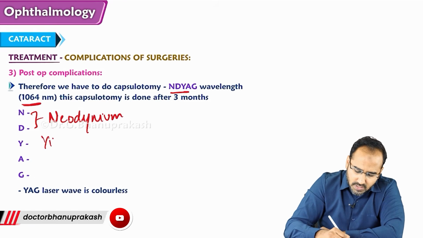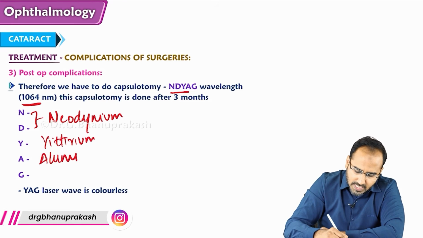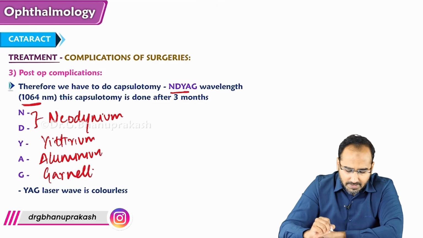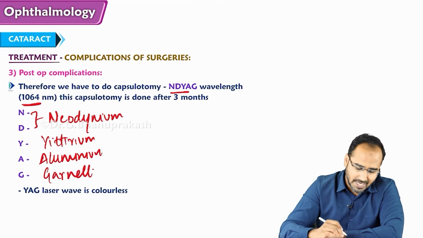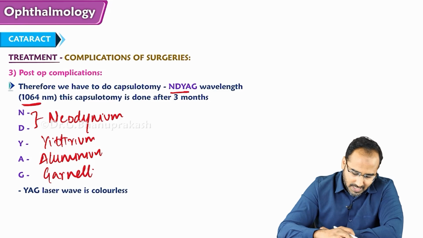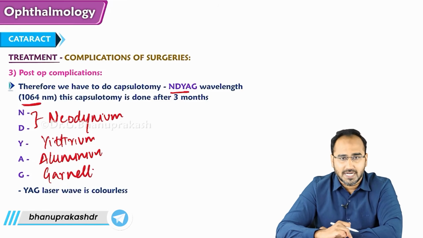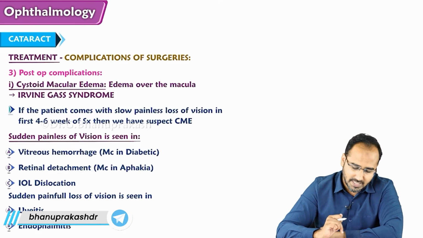Y stands for yttrium. A stands for aluminium. And G stands for garnet. Okay? Neodymium, yttrium, aluminium and garnet. Nd:YAG is a colorless laser. Nd:YAG is what laser, guys? It's a colorless laser. It is used for what surgery? It is used for after cataract. So cataract developing after cataract surgery is called as after cataract.